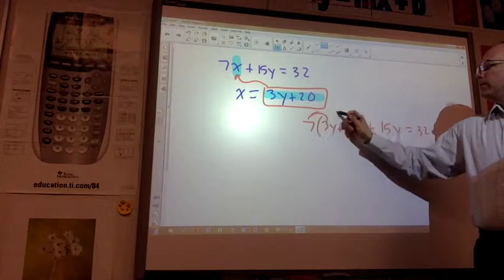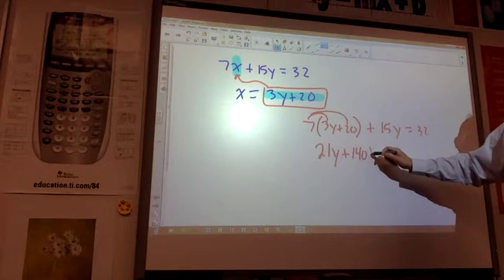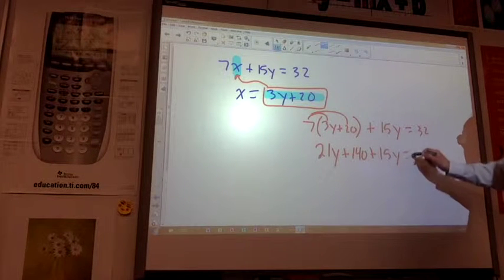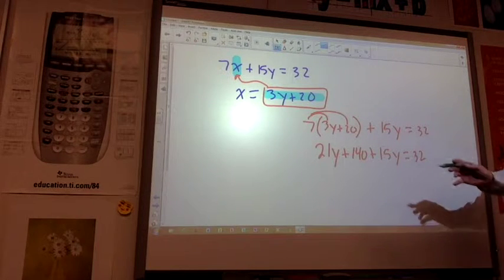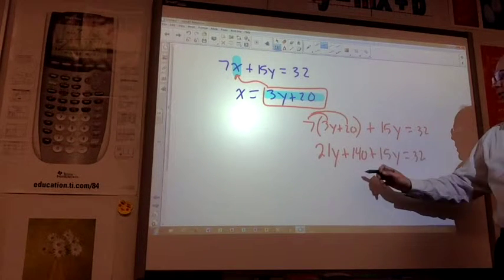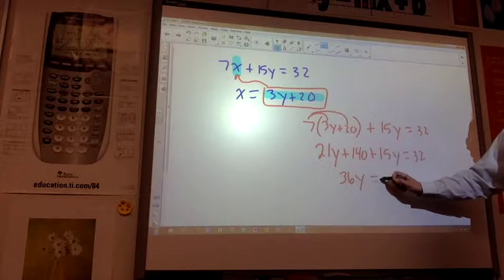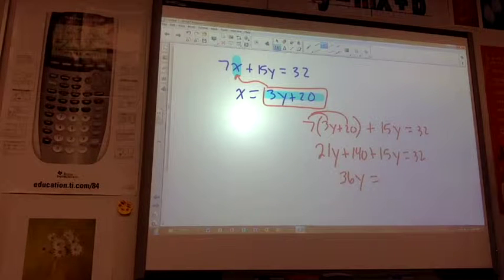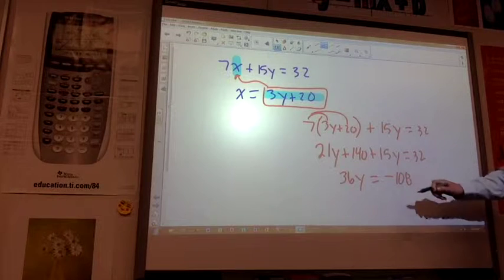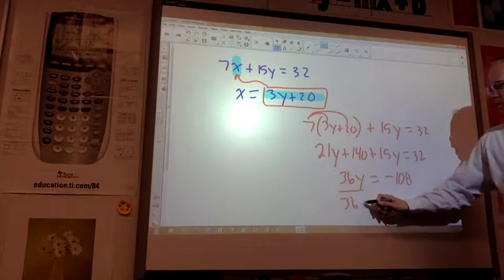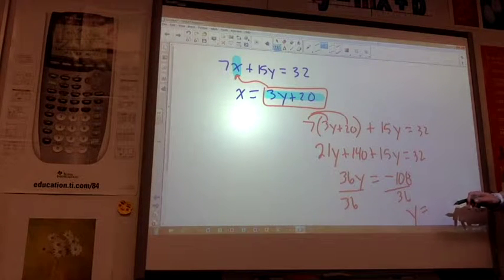Distribute here. That's 21y plus 140 plus 15y equals 32. Is that all right? Combine it. Did I do that right? Yep. 21 added to 15 is 36, I believe. Subtract 140. I believe you get negative 108. Divide each side by 36. What letter did I just solve for? Y. I just solved for y, so that should be negative 3.